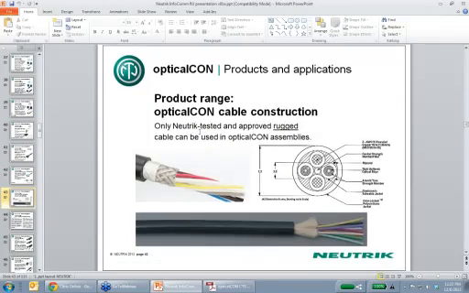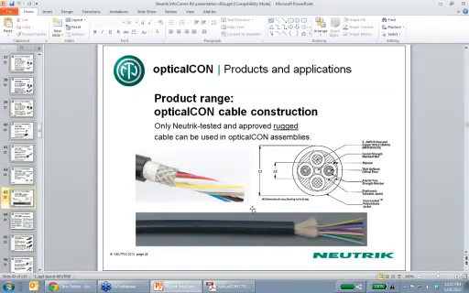All right. Only Neutrik tested and approved rugged cable can be used in opticalCON. Here's just some different examples of what this rugged cable looks like. This is so important. Remember, again, the strain relief. We have these crimp-on strain relief parts. The only way that you can strain relief to this type of cable is to use a metal crimp part, a circular part. And so we have to test that cable very specifically against our strain relief to make sure that the cable will hold, that the pull force is good enough, and there won't be any slippage.